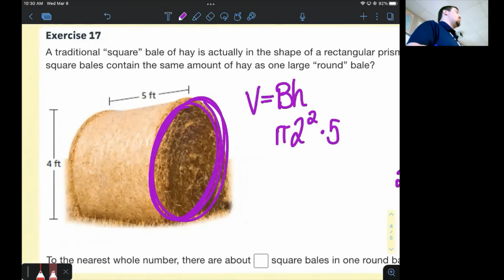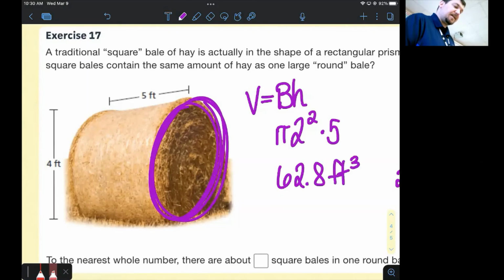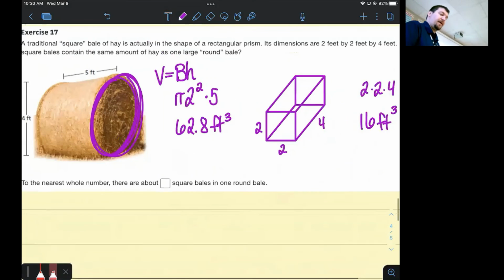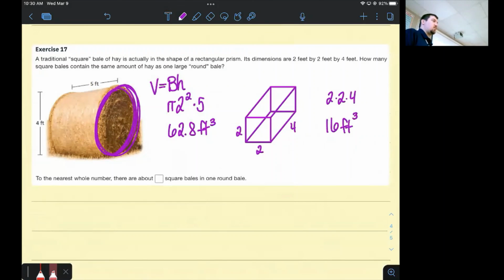So what is 2 squared? 4 happens to be 4. 4 times 5 is 20. And I do 20 times pi then. What do you get? 20 times pi. That's right, 62.8. So I've got 62.8 cubic feet in a circle bale of hay and only 16 in a square bale of hay.